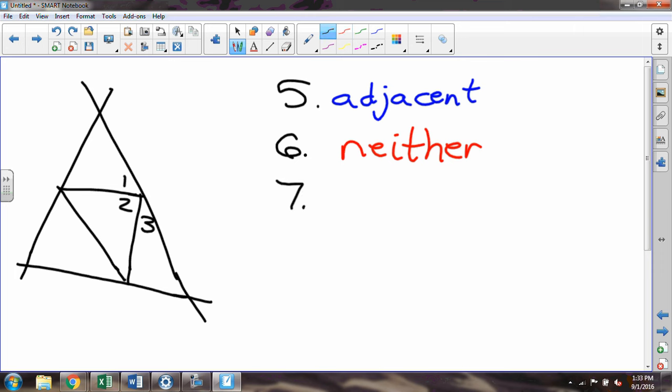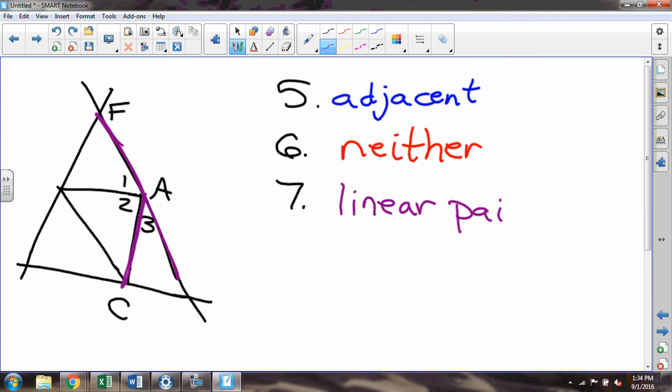Question number 7 then gives us, if we combine angle FAC and angle 3, what kind are those? This one does form a linear pair. They are adjacent, sharing a wall. They do form a line. Therefore, they are a linear pair.